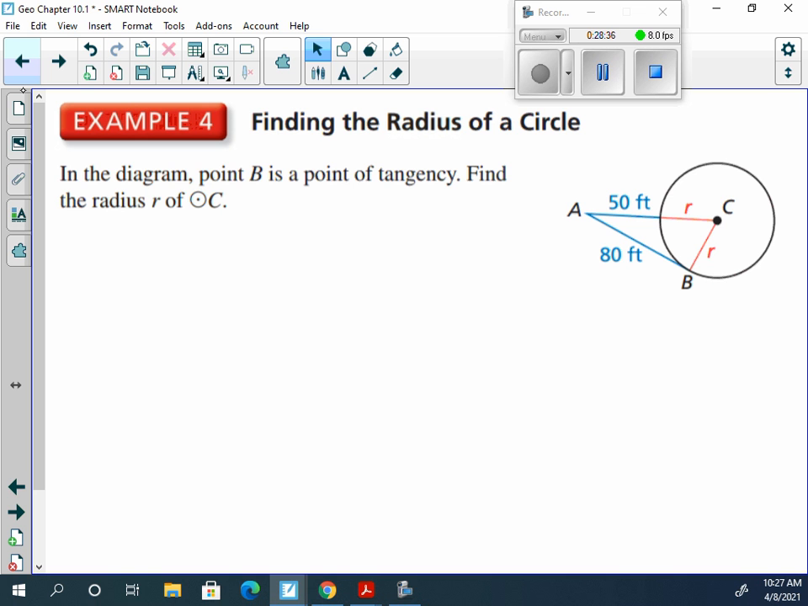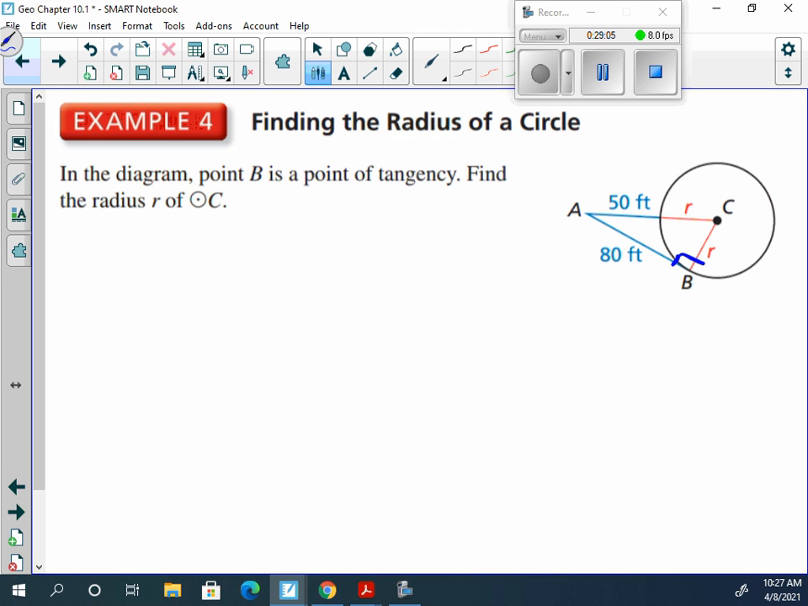So they told us that AB is tangent to the circle, yes? Which means at B, angle B, what is our measure? This here would be a 90. Because if it is a tangent line, it forms a right angle with the radius. The radius and the tangent line are perpendicular. They form a right angle.